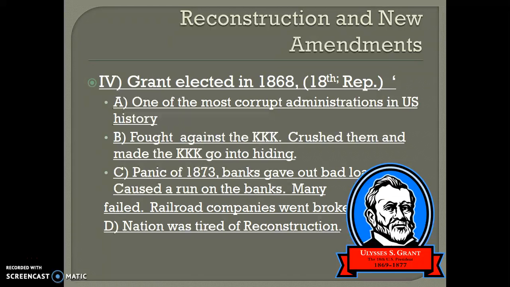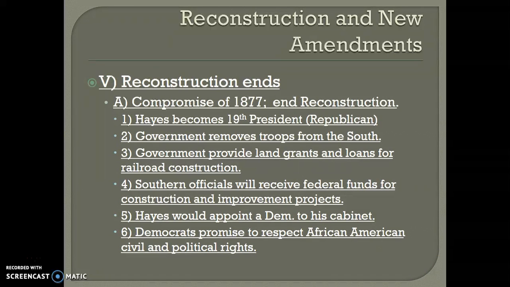And because the Union and the United States itself was having a lot of economic trouble, the nation gets tired of Reconstruction. The Northerners are like, why should our prosperity pay for the South to rebuild after the Civil War? And the Southerners were like, why should the Northerners be telling us how to rebuild our part of the nation? This is our area, not theirs, through states' rights. So what happens is Reconstruction ends at the Compromise of 1877 when President Hayes becomes the 19th president.